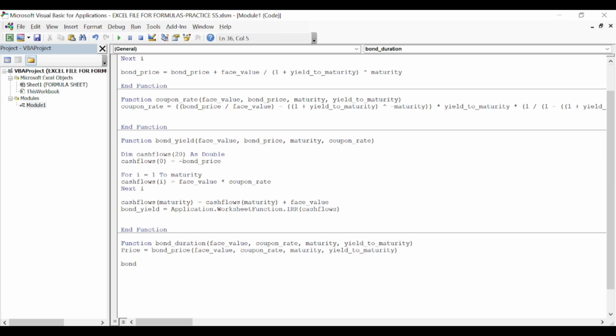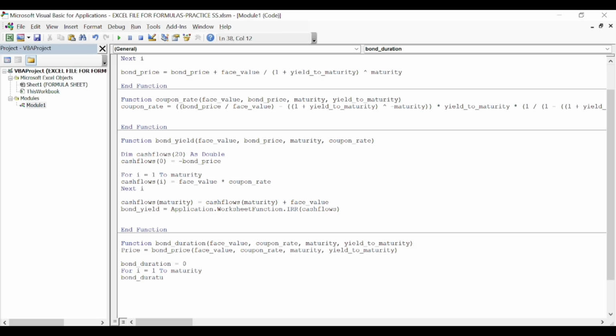Now bond duration equals 0. So we will be starting from 0, and we will slowly add up the weighted times, that is for year 1, 2, etc., for each payment. And now for I equals 1 to maturity, it's a looping function to go through each year from 1 to the bond's maturity time.